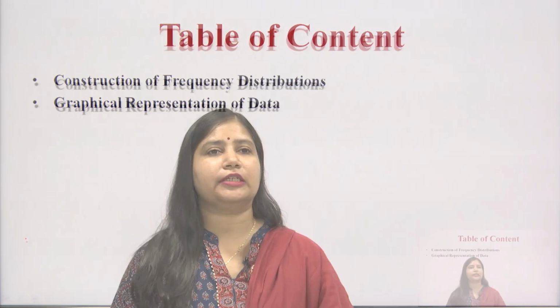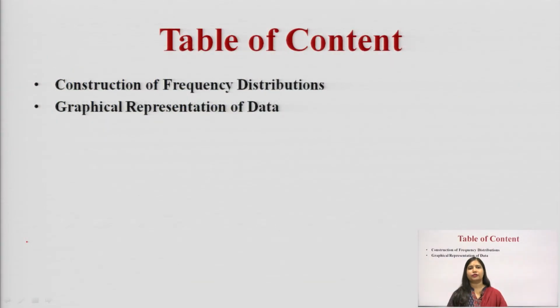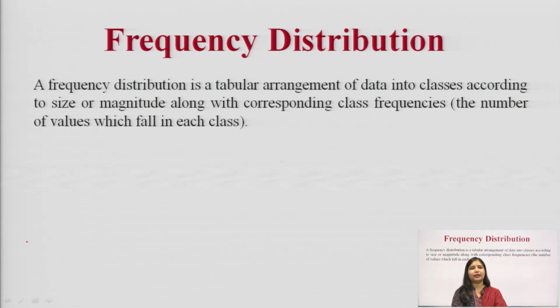And in today's session we are going to discuss the construction of the frequency distribution and the graphical representation of data. So, we start with the frequency distribution. What is a frequency distribution? The frequency distribution is a tabular arrangement of the data into classes according to size and magnitude. It means we divide the data in a tabular format on the basis of different classes. In the last class we discussed the class interval in the frequency table.